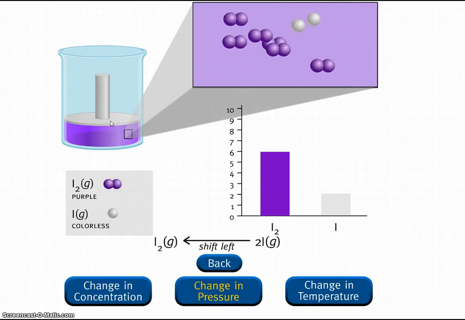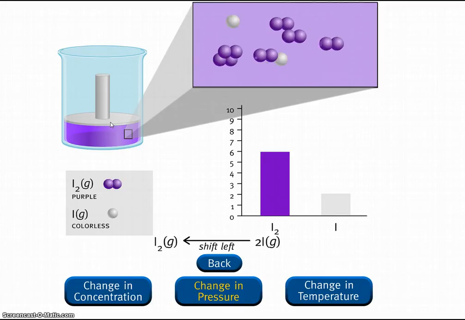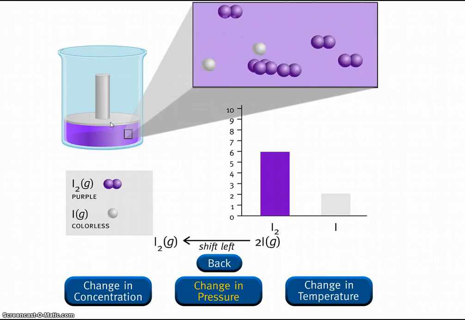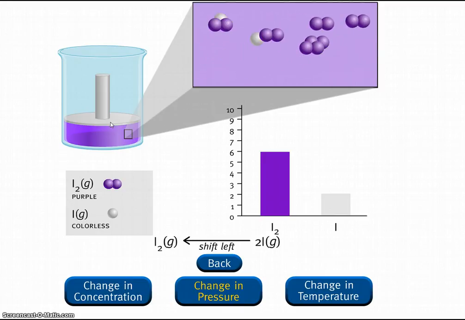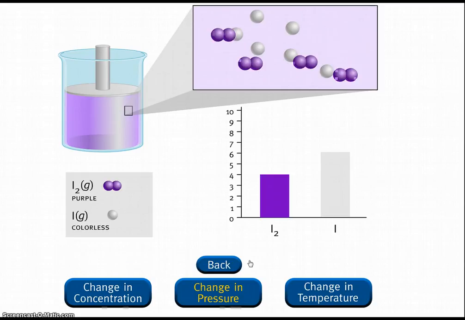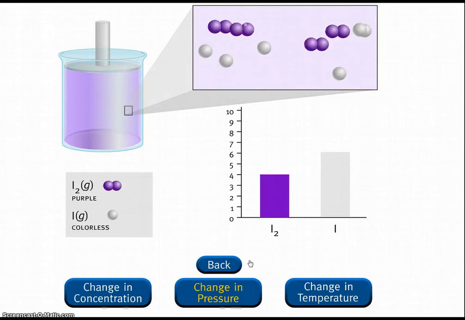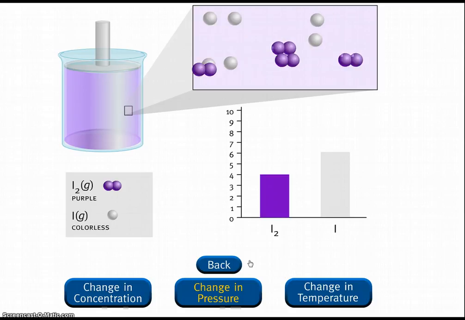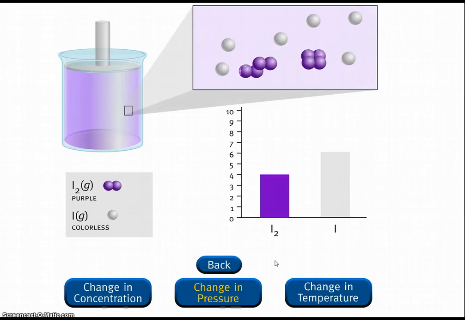So we changed the volume, which means we changed the pressure, but the system compensated by shifting to the side with fewer moles. If we reset the system and we decrease the pressure, we would see what we would expect, and that's that it's going to become more colorless because we're going to be shifting in the opposite direction.